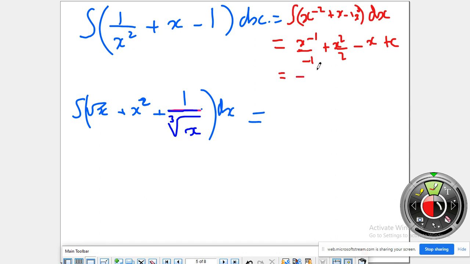And then I can fix it. For example, so I can write it minus 1 over x. I don't want a negative exponent. Plus x squared over 2 minus x plus c.